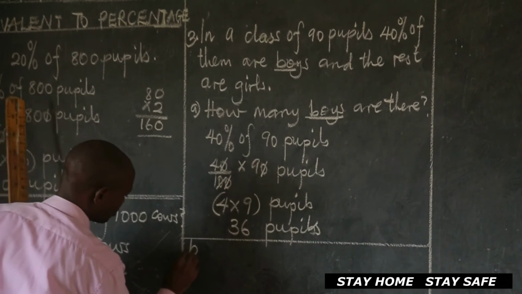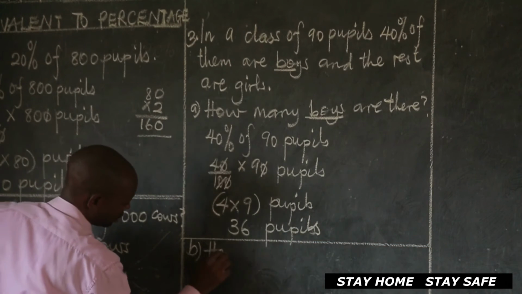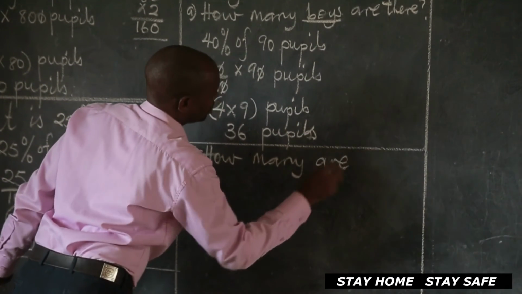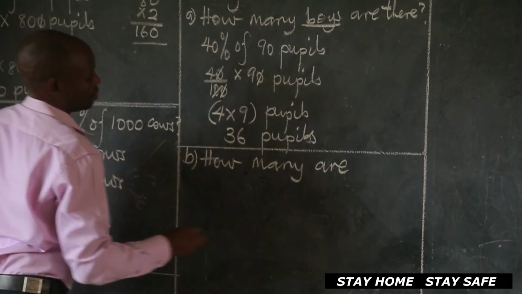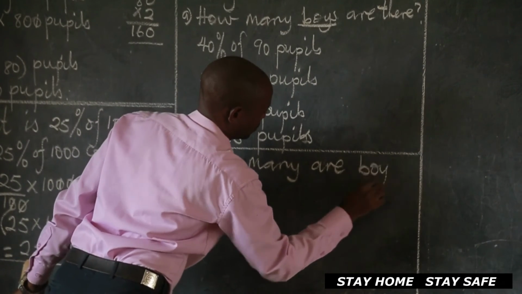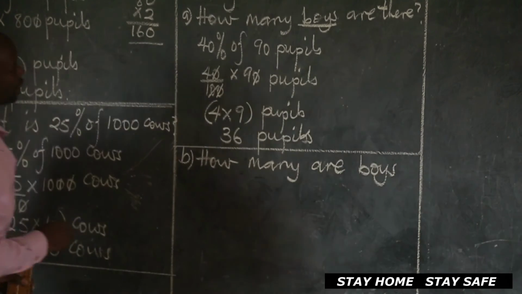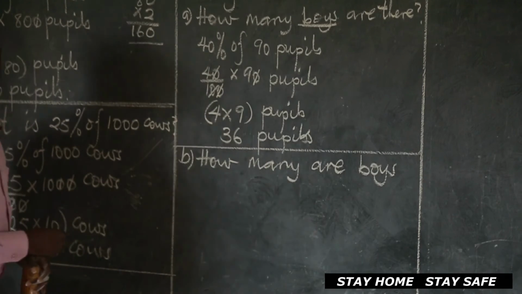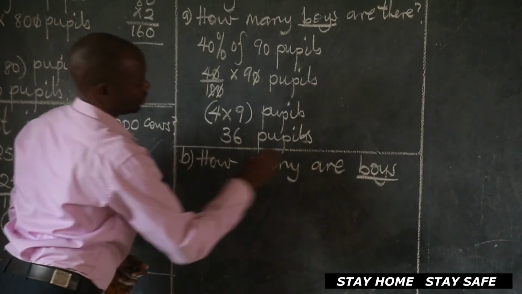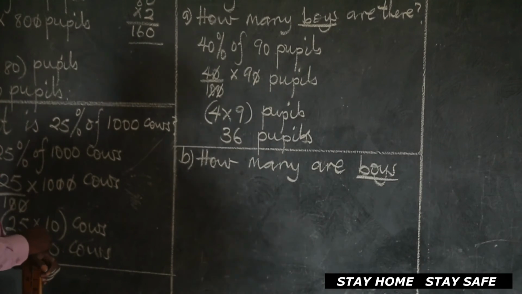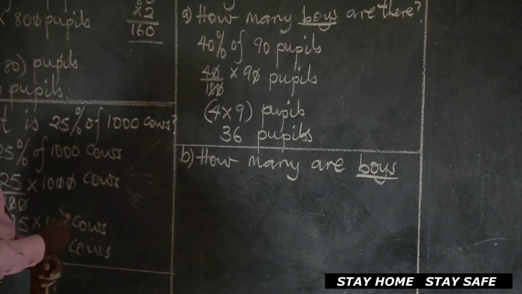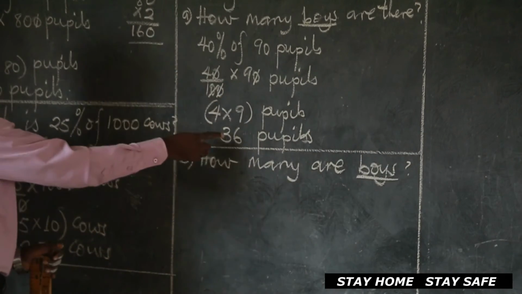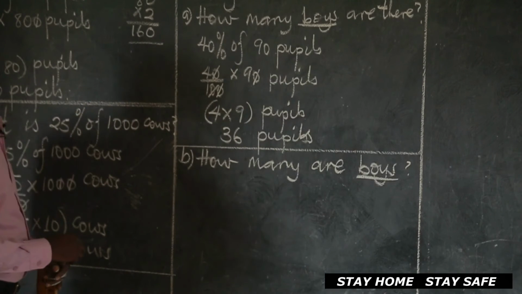I may also add on B, then I say how many are girls? How many are girls? So, do we know the percentage of girls? In the question, it is not given, okay? So, we have 2 methods through which we can get the answer. 1, you can use the number of boys to get the number of girls.